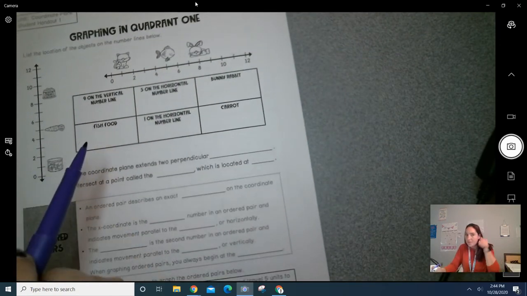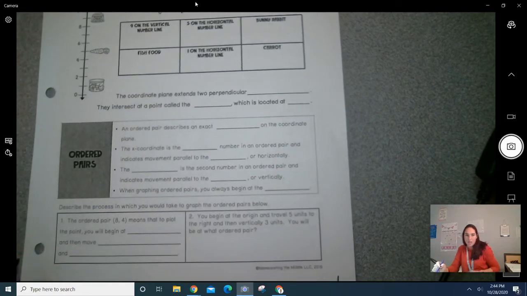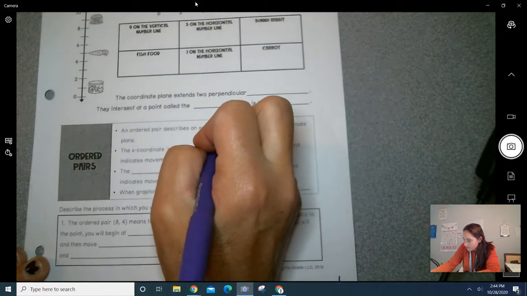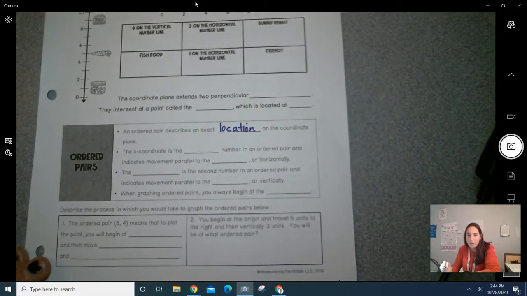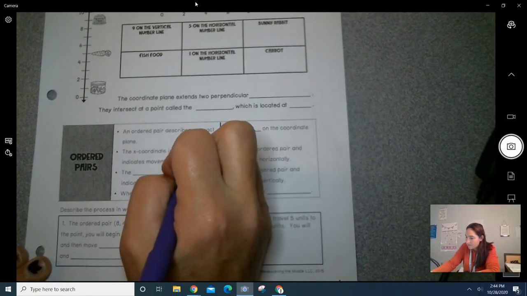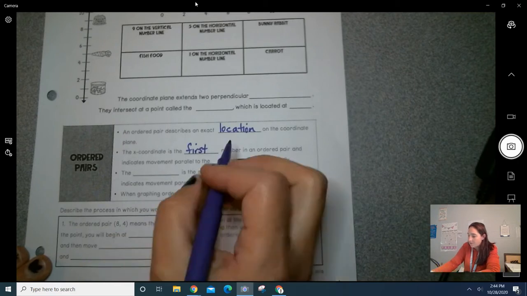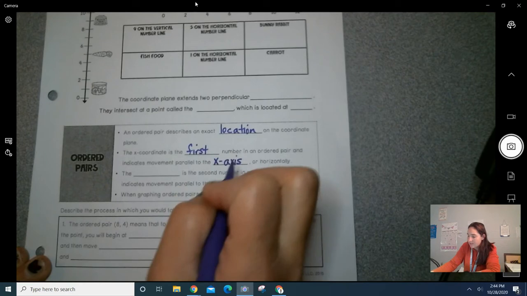Okay, so we're going to start with page 1. And we're actually going to skip this top part and go straight down here to the ordered pairs section. So write this with me. An ordered pair describes an exact location on the coordinate plane. The x-coordinate is the first number in an ordered pair and indicates movement parallel to the x-axis. And we'll talk about what these things mean in just a second.